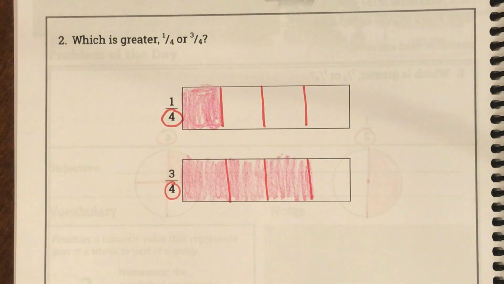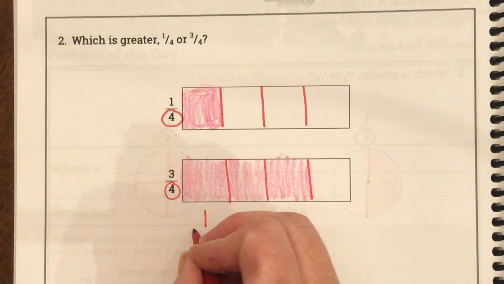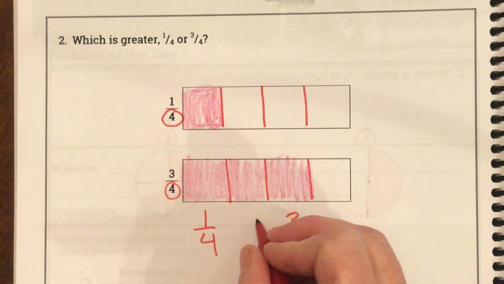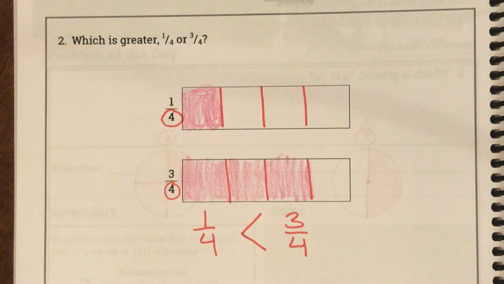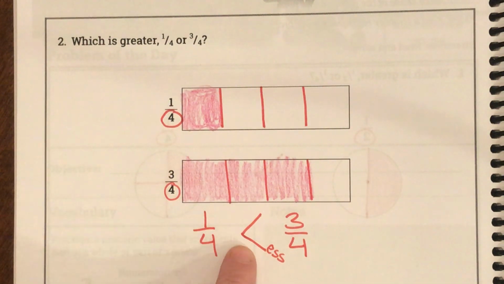Okay, so this one's like a cake or a chocolate bar. So which one would you want if it was your favorite? You're going to want this one. This one's much larger. So I'm going to write this because they don't have them side by side. So 3/4 is the one that I'm going to grab, or the alligator mouth is going to grab. And this is called a less than sign because look, I could write less there. So 1/4 is less than 3/4.